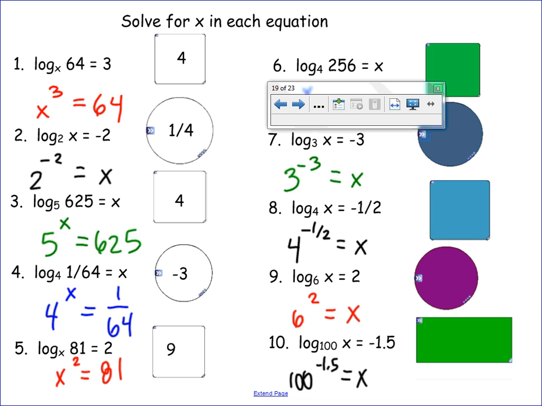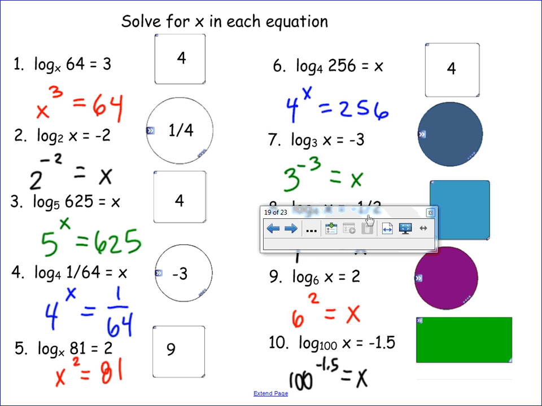Only positive base b's are allowed, and so while the equation x squared equals 81 has two solutions, 9 and -9, we're only going to have positive base b's in our logarithms, just like for our exponentials. And so we're only taking the 9, only taking the positive 9.